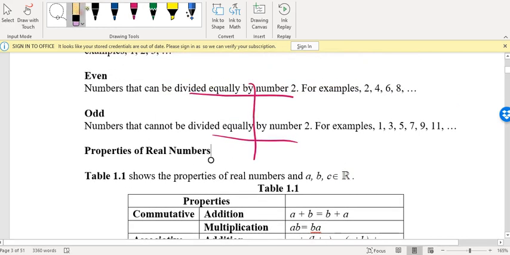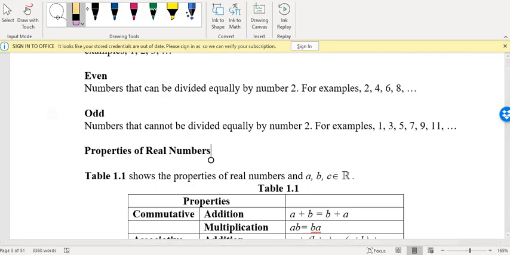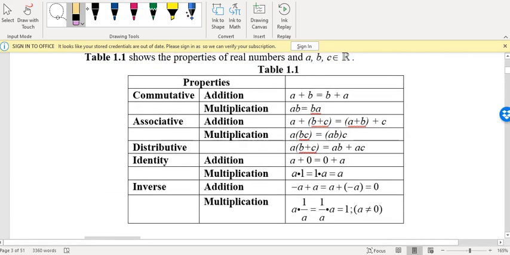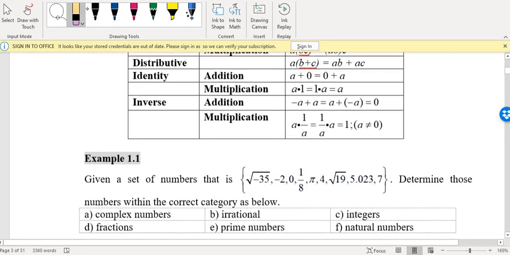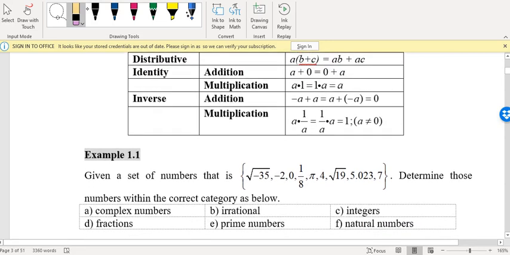For the properties of real numbers, you can go through this one yourself. I will not go further. So let's see example 1. Now let us do it one by one together.